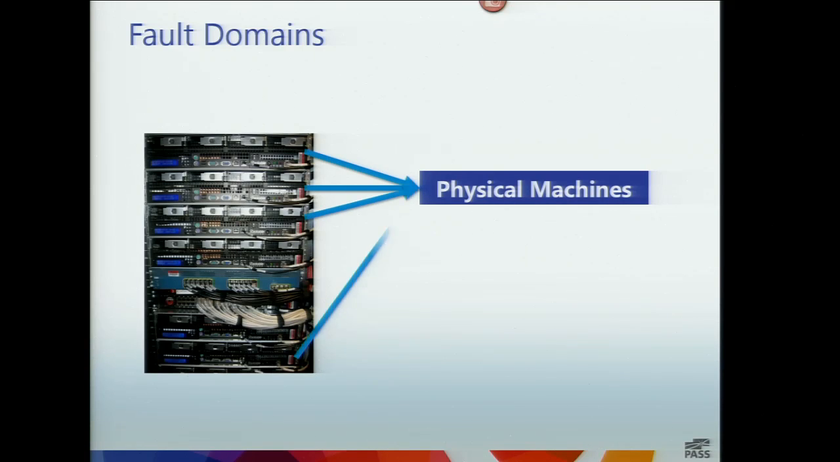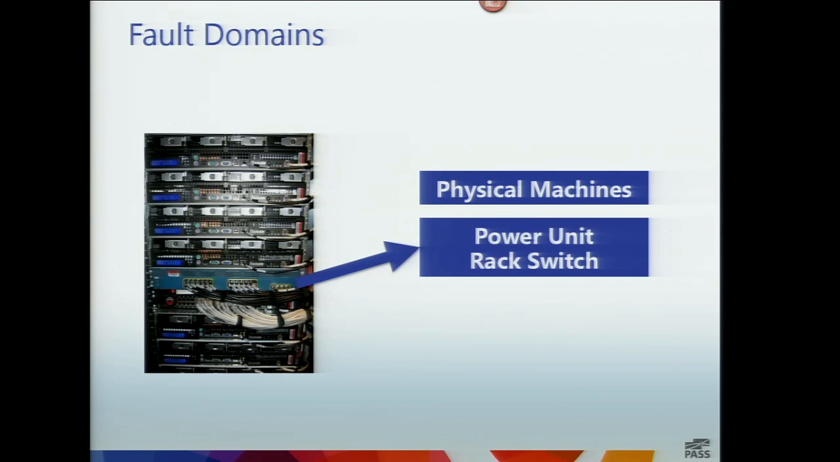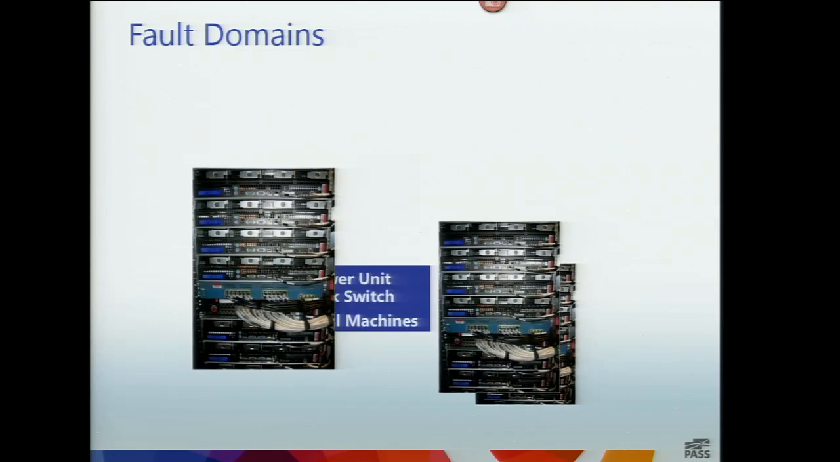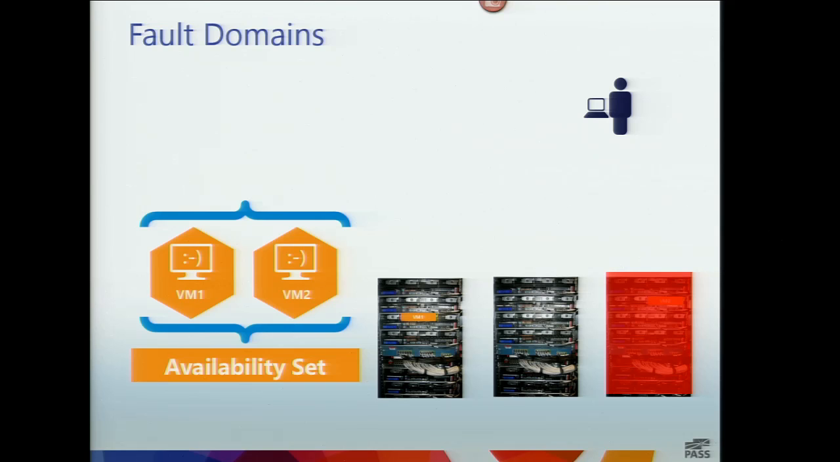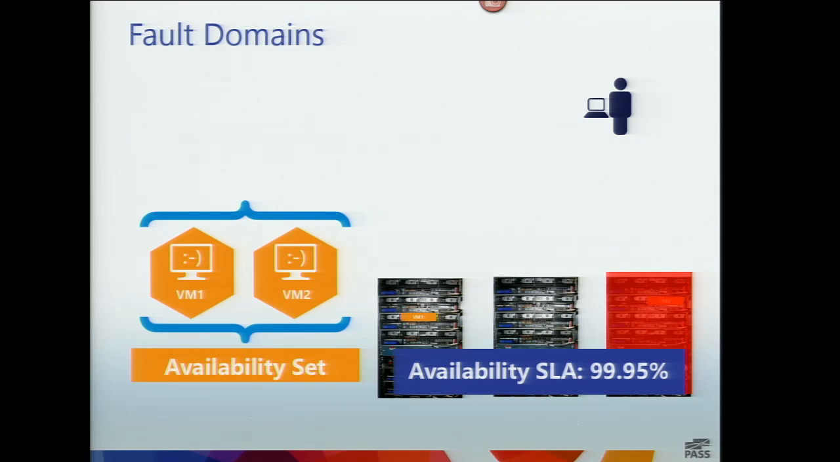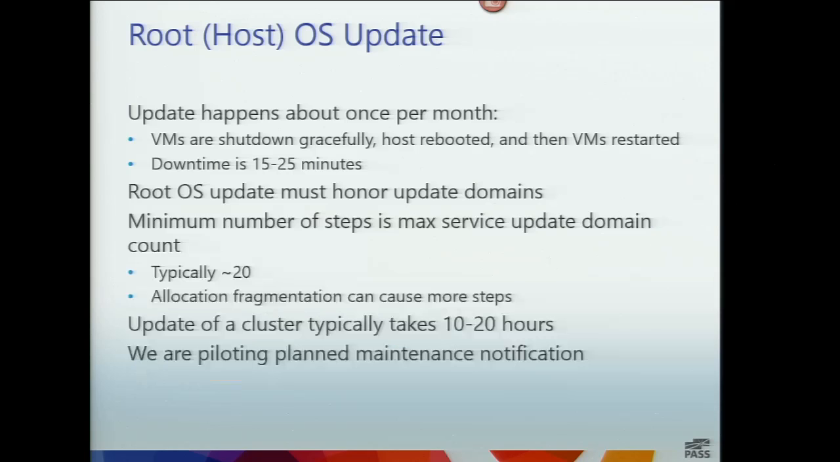And here's another little graphic, I've got to show this. The power unit and rack switch is also another single point of failure. So when it comes to availability sets, if you put them in an availability set, you're going to get those servers in different racks. And so if one rack fails, you're meeting that 99.95.